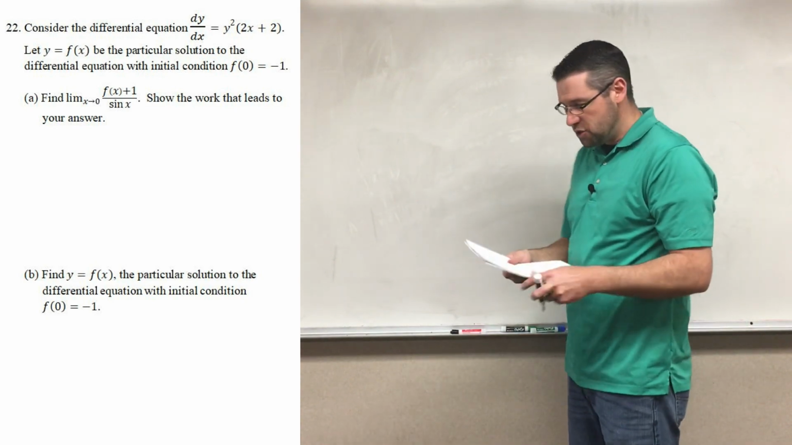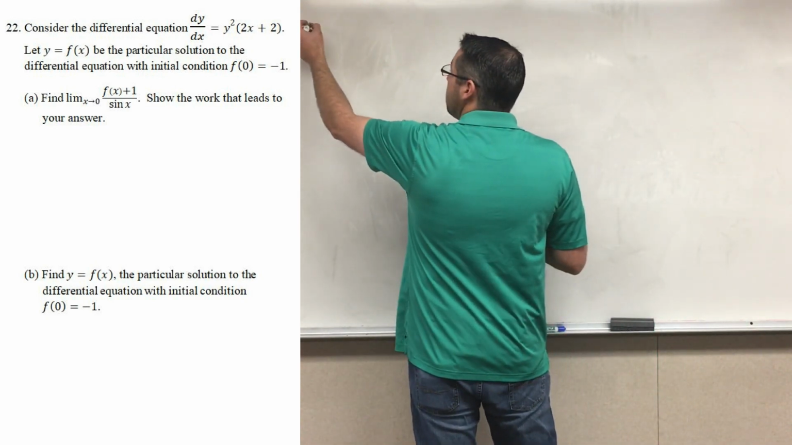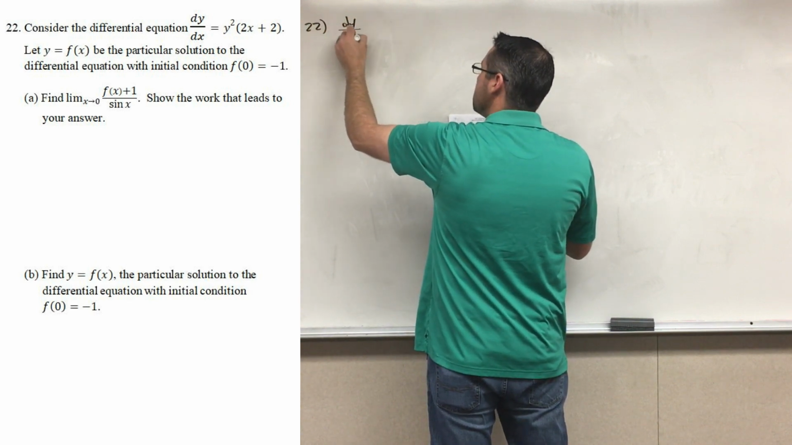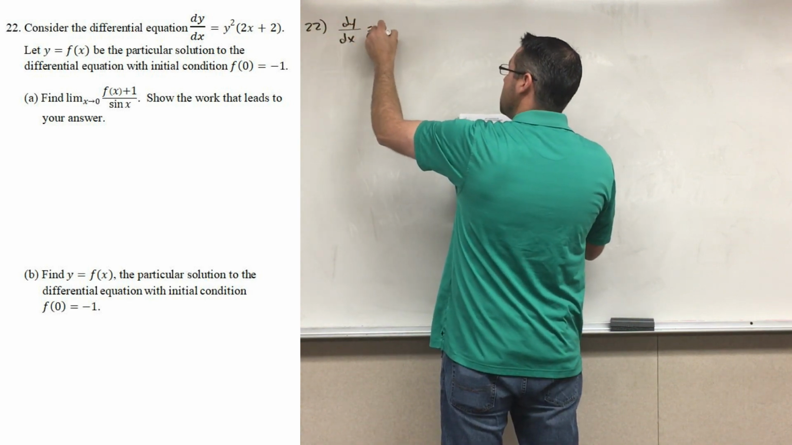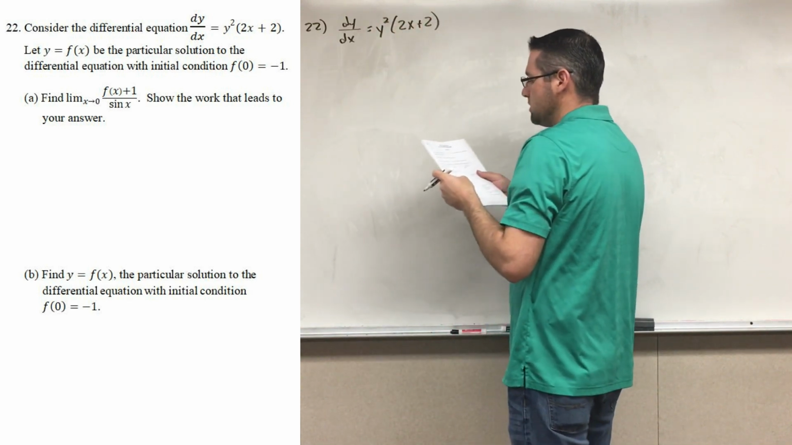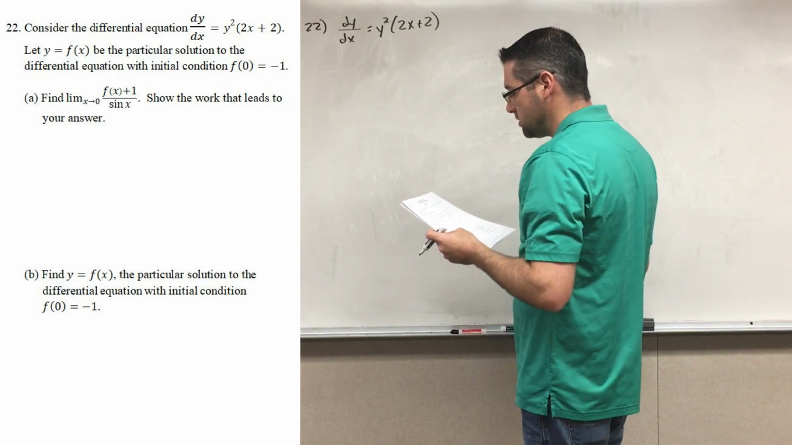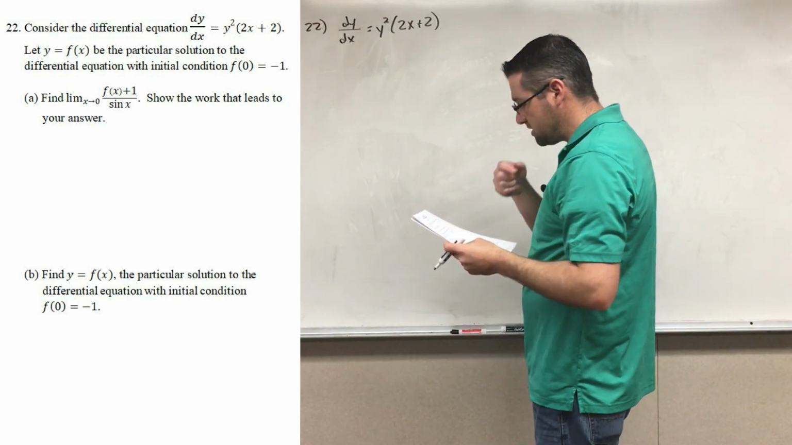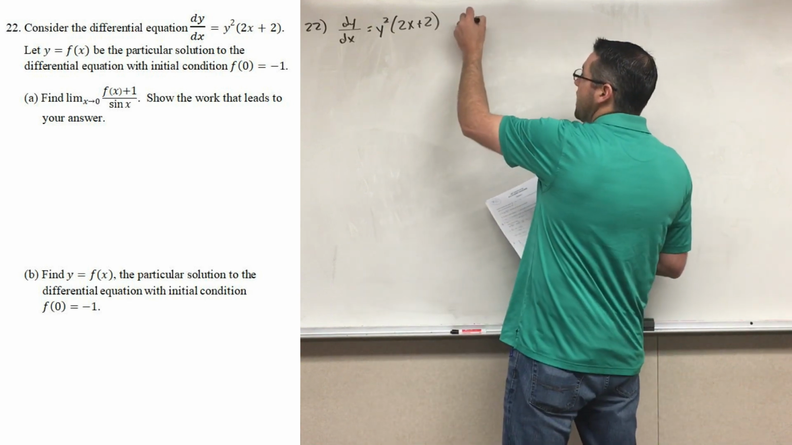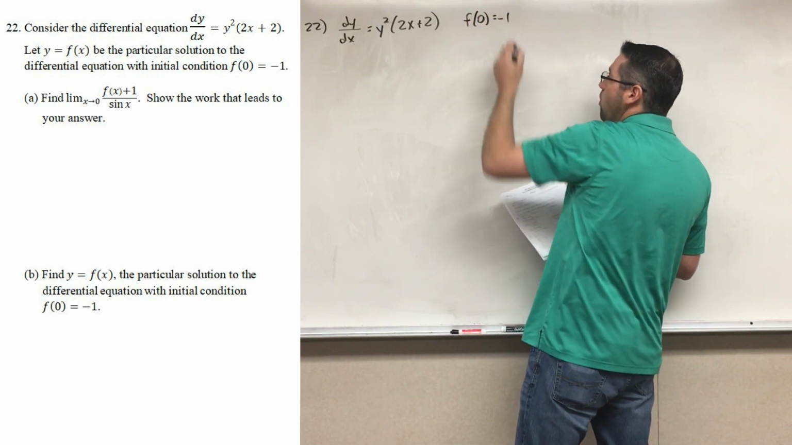Okay, for number 22, in a way, this is going back and covering Unit 7 a little bit, but we'll see how that plays out in just a minute. We have a differential equation, dy/dx is equal to y squared times (2x plus 2). And it says f of x is the particular solution where the initial condition is f of 0 equals -1.